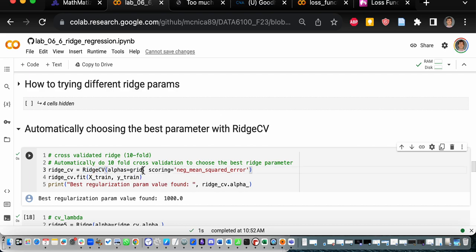And if you do RidgeCV, you just tell it the grid of alphas you want to try. So you give it the list of alphas, and it will automatically do cross-validation. It will split the training and test set into 10 folds, and it'll do ridge regression 10 times using a different test set every time, and it will automatically try to find the best value.